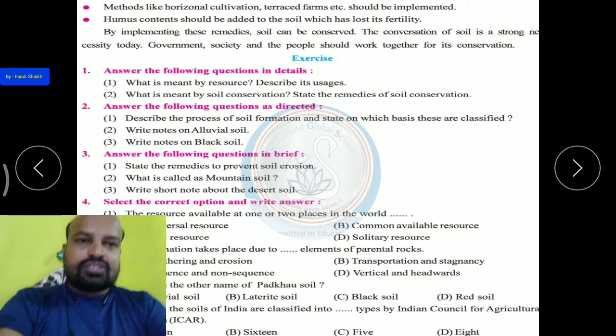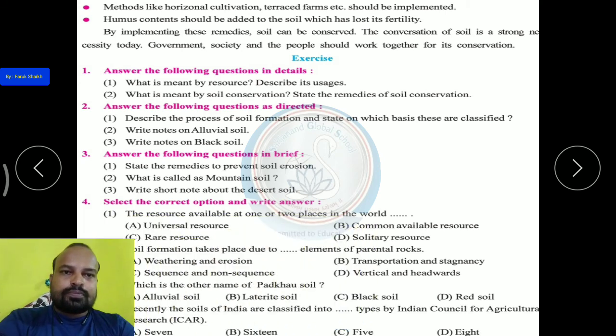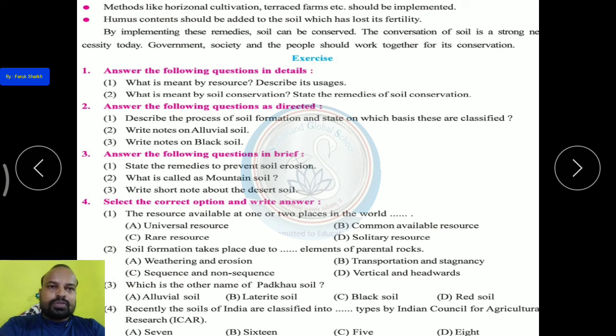Okay, so now here is the exercise. First, what is meant by resources? Describe its usage. It is also given in the textbook what types of resources there are, what is meant by resources, and what the uses of it are. Okay, right, this is a detailed question, so you have to write the answer point wise.